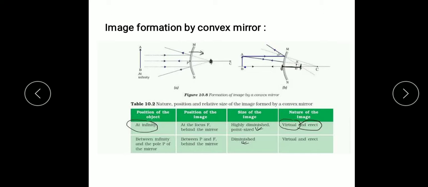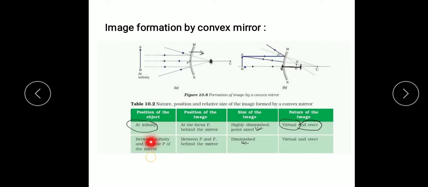First, when the object is at infinity, the position of the image is at the principal focus behind the mirror. So this is the image which is at the principal focus, and it is behind the convex mirror. The nature and size of the image in the first case, when the object is at infinity, is virtual, erect, and extremely diminished. Extremely diminished means it is a point sized image, and the image size is very small.